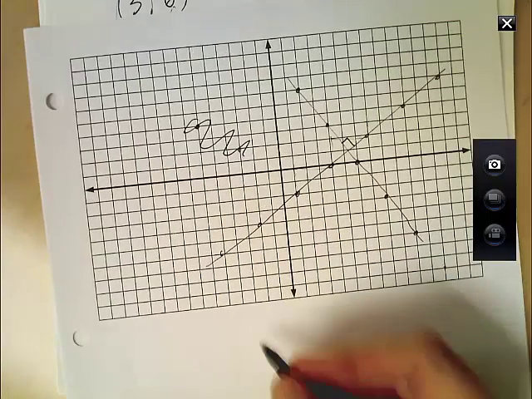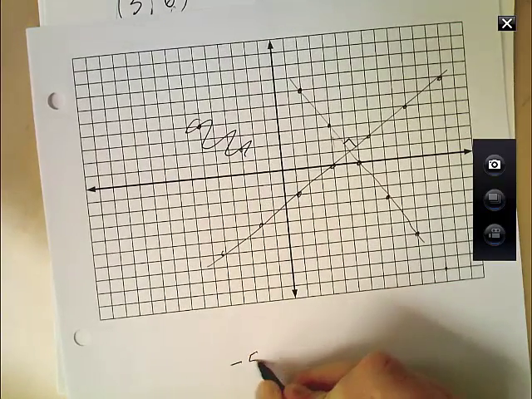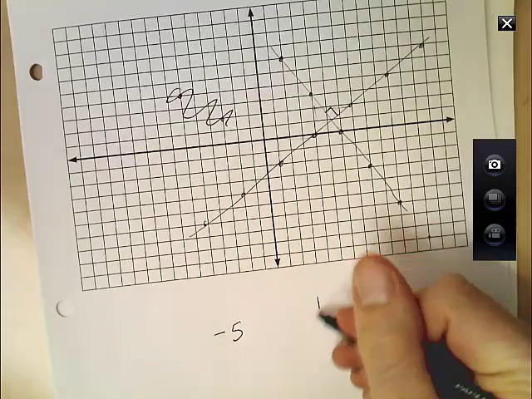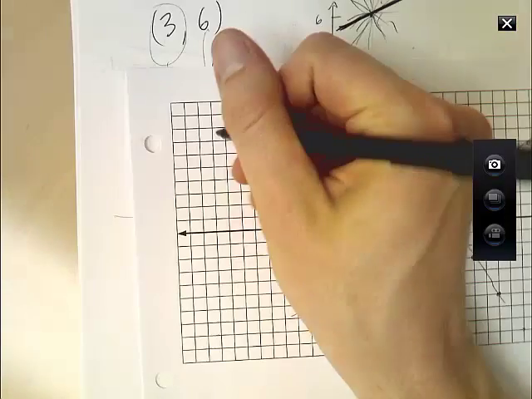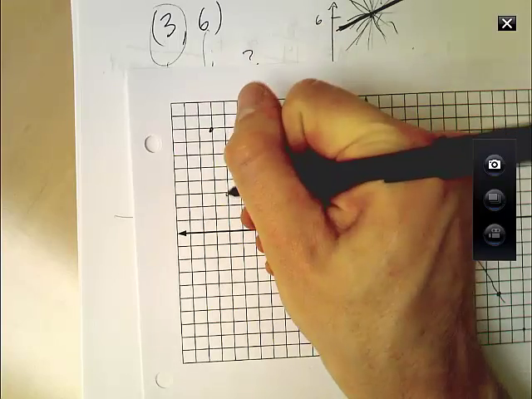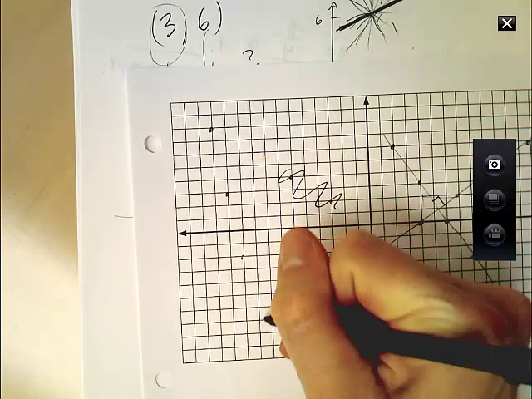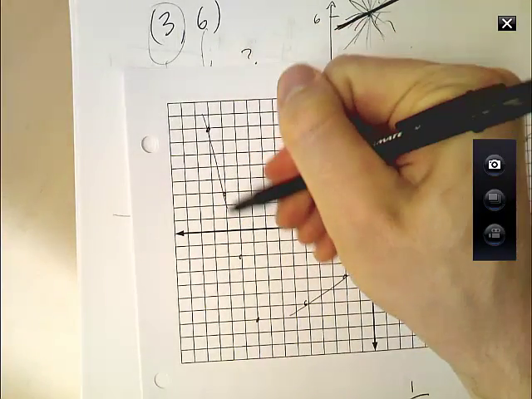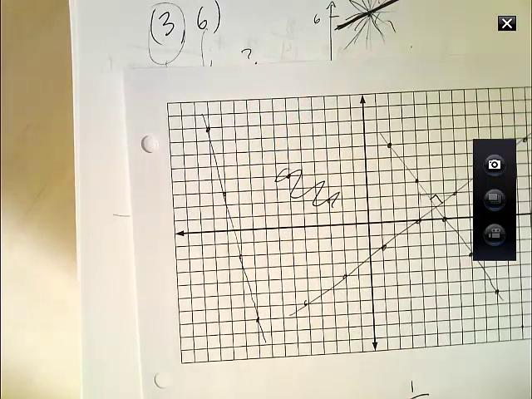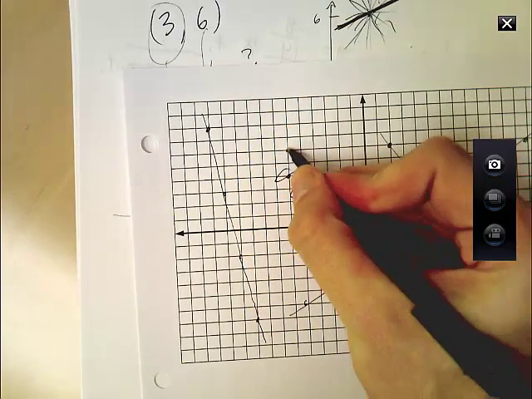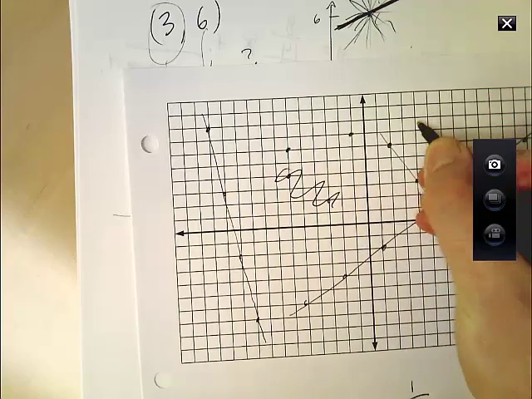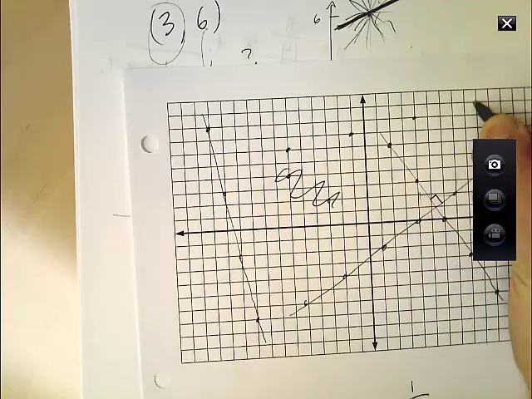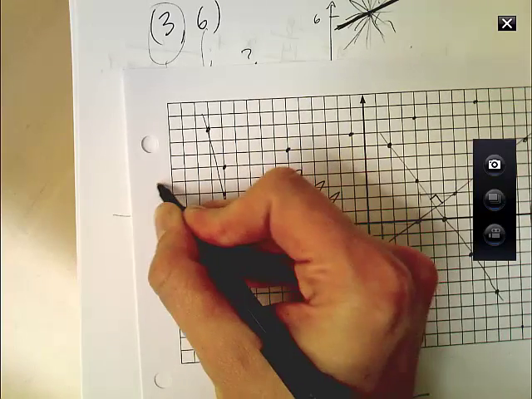You could say, all right, I'll take a slope of -5, flip it over and change the sign. I've got 1/5. What does that look like? Here's my -5 slope. Now positive 1/5, 1/5, 1/5, 1/5.